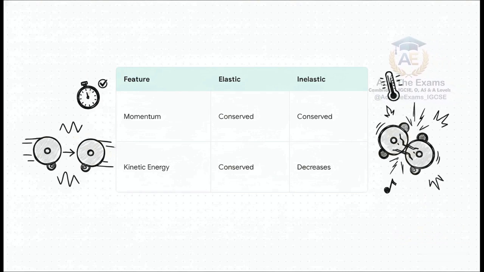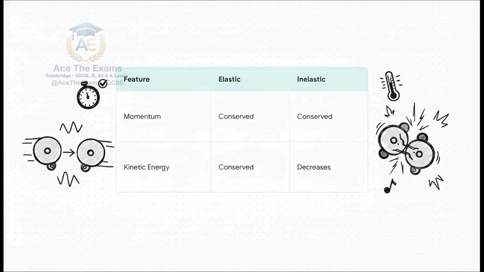In a perfectly elastic collision, the relative speed of approach before the impact is exactly equal to the relative speed of separation after the impact. Seriously, keep that rule in your back pocket. Now contrast that with an inelastic collision. Here, some of the initial kinetic energy gets converted into other forms, like internal energy, heat, or sound. The total kinetic energy actively decreases.